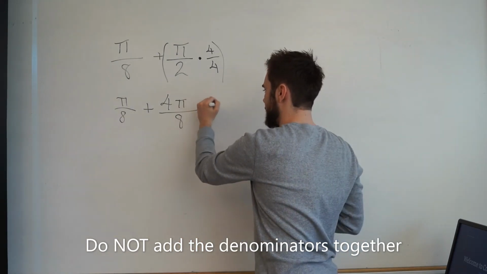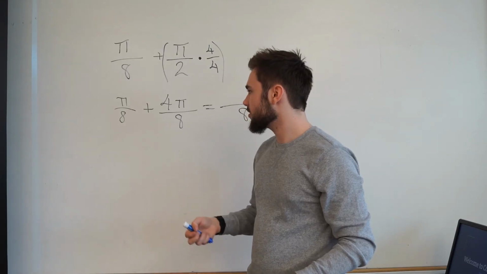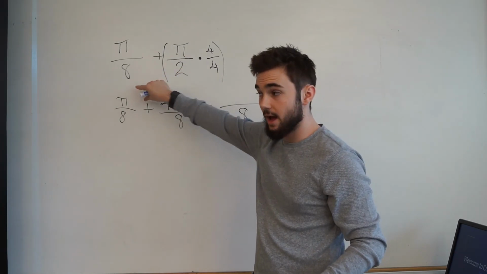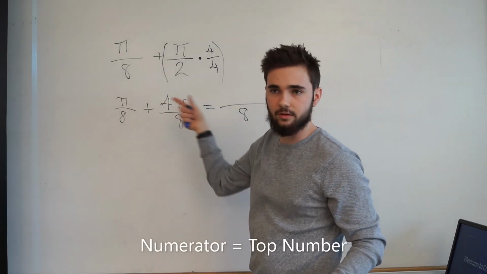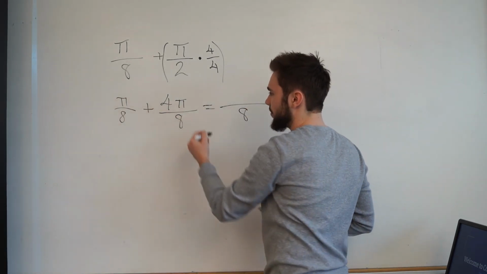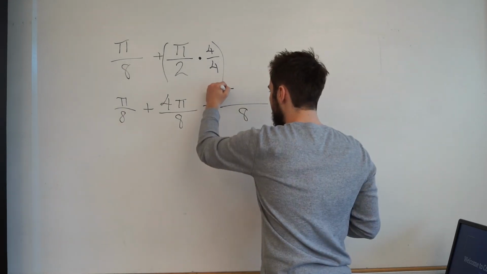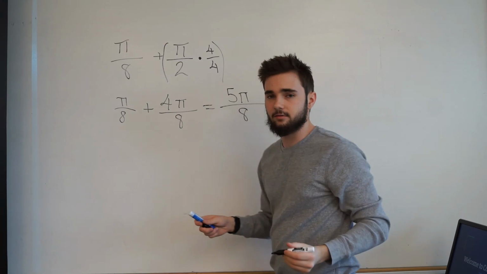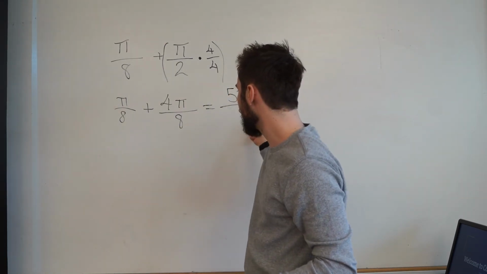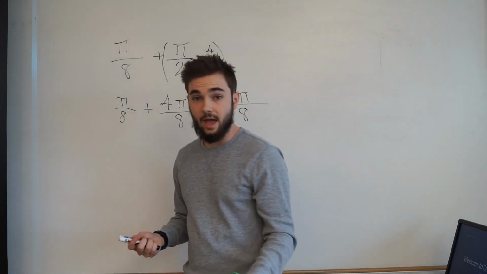In this case, the denominator for the answer is going to be 8. You get the bottom numbers to be the same, and you add or subtract the numerators. So in this case, it'd be pi plus 4 pi. That's going to be 5 pi, because 4 pi is really just pi plus pi plus pi plus pi. And so now we have this. So that's pretty much all you need to do for adding fractions.